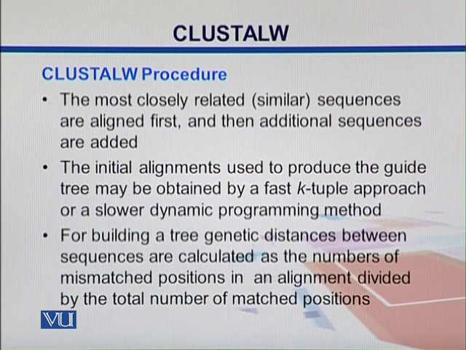For building a tree, genetic distances between sequences are calculated as the number of mismatch positions in an alignment divided by the total number of match positions. So mismatch divided by match. The more mismatches there are, the more distantly apart the sequences are. There is more distance in them. If this number is small, obviously the sequences are more closely related. We will use those distance methods in our phylogenetic lectures.